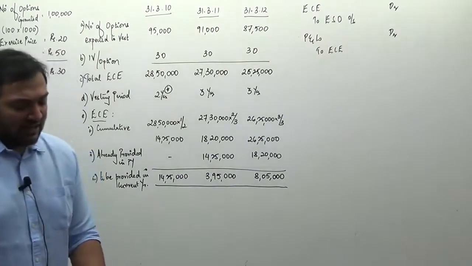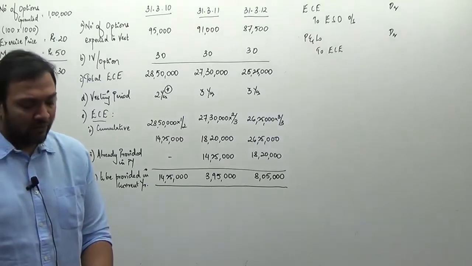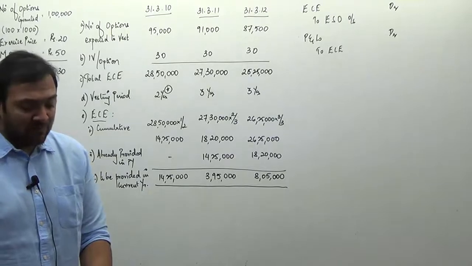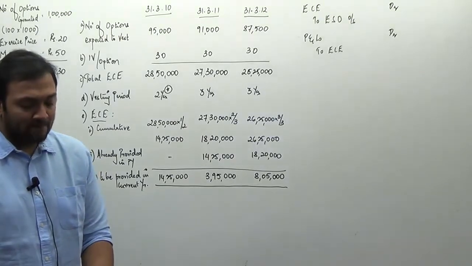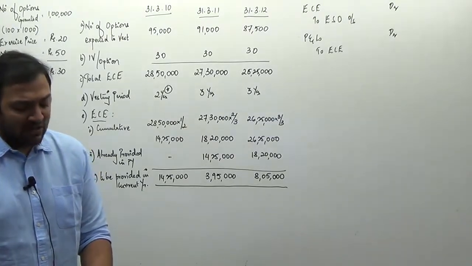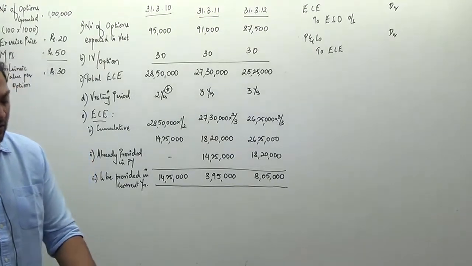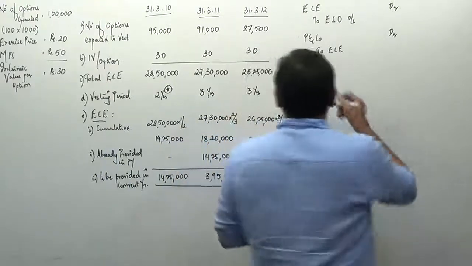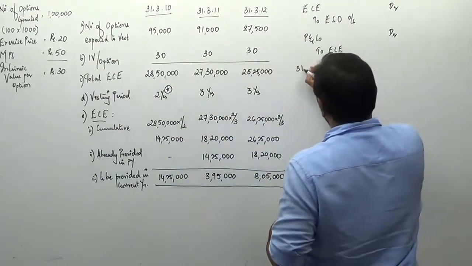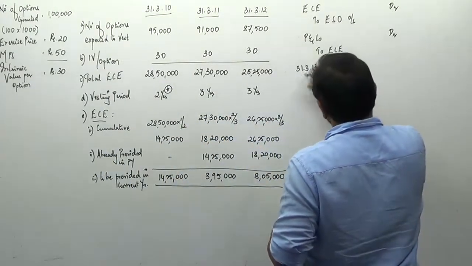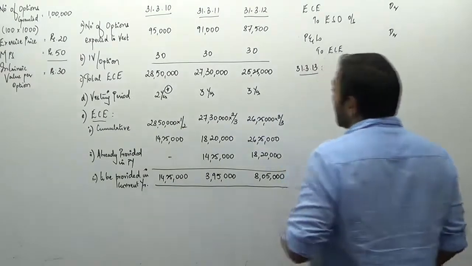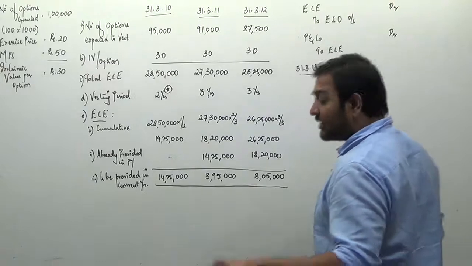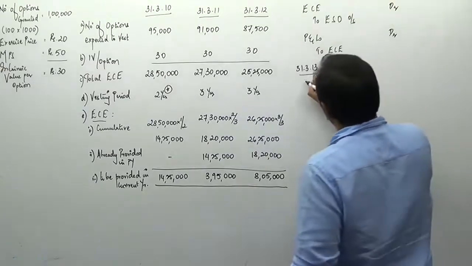Yes guys, two more entries towards the end for the exercise and for the lapse. Exercise entry, there is no particular date given, so don't record any entry. It should be within a year, that's it he said. Within a year, so let me take the entry on 31st March 2013 then. How many employees vested exercised? 850 employees exercise the option.